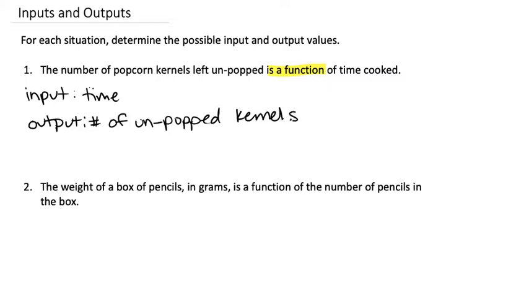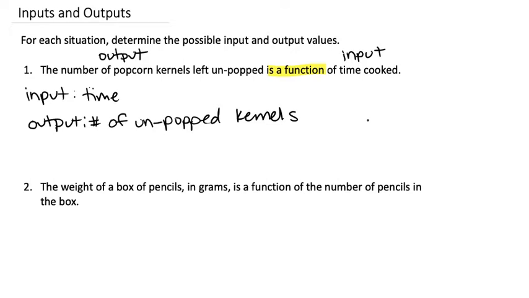So the number of kernels that are unpopped depends on how long the popcorn has been cooking. When we have "is a function of" in the sentence, the input is always what is coming after "is a function of," and the output is what is coming before "is a function of."